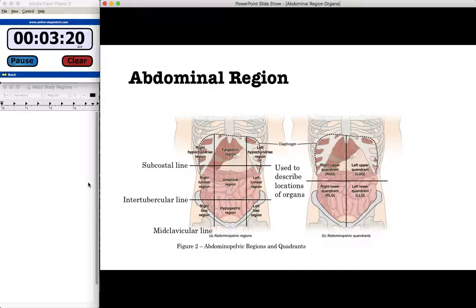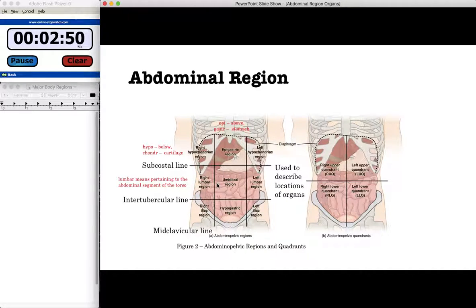Then you have the regions. Hypo means below, and chondra means cartilage, so this is the right region below the costal cartilage. You have the epigastric region, the region above the stomach. Epi means above, gastric means stomach. Then you have the left hypochondriac region, obviously. Then you have the lumbar region. If we got rid of these organs, you'd see that these are lumbar vertebrae. Lumbar means pertaining to the abdominal segment of the torso. So here you have the right and the left lumbar region.